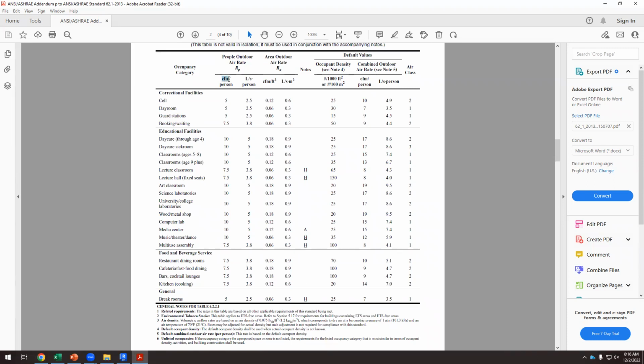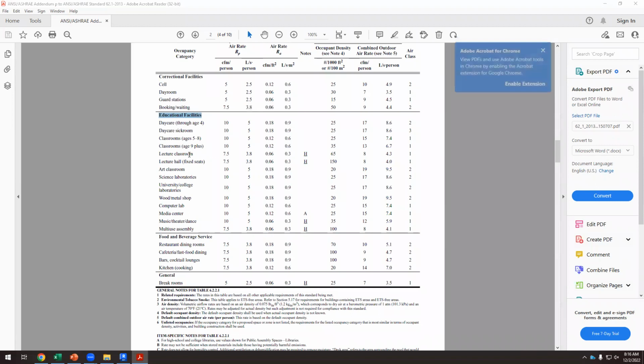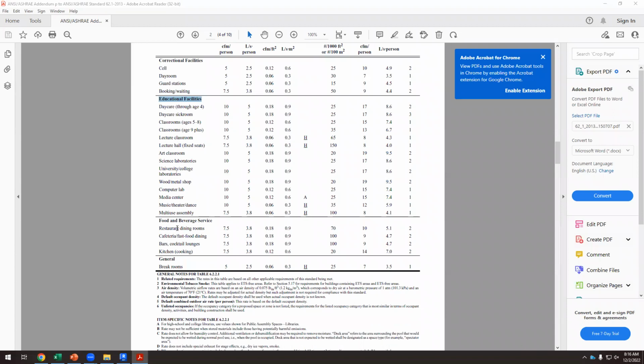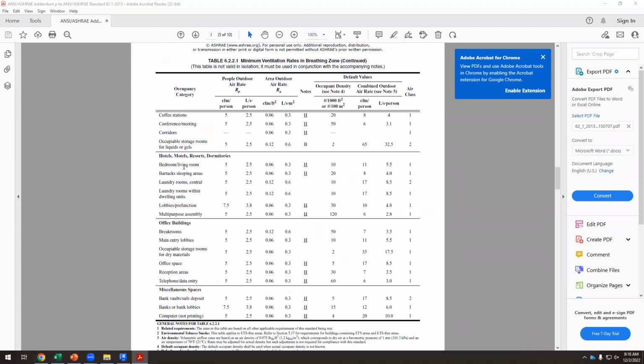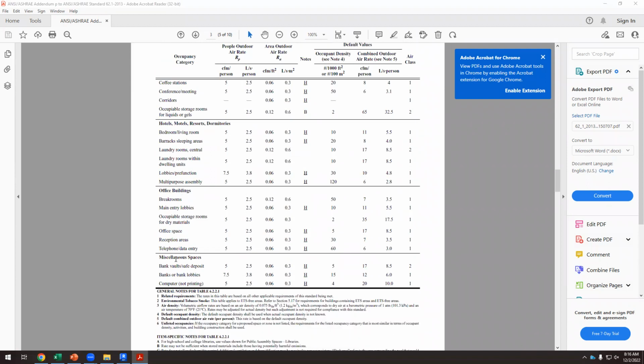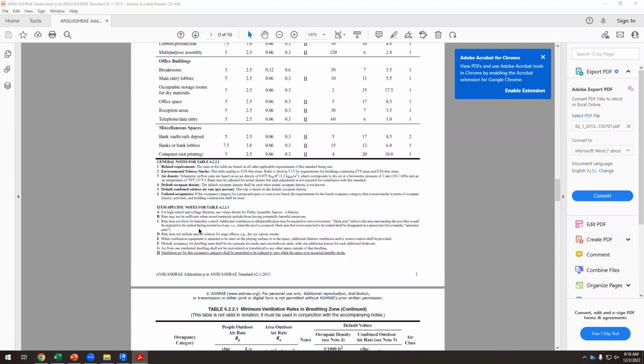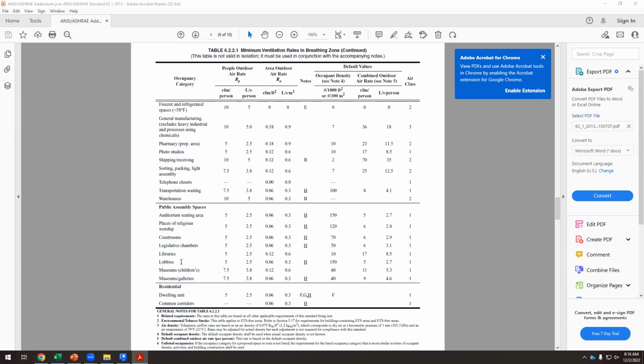use 20 because it's an easy number to remember, but well, we have correctional facilities. It is not the case. Educational facilities, okay, that can be the thing. So we have 10. Okay, we can use 10 or we can use 20. Here we have restaurant. Okay, so we have here other office buildings, miscellaneous spaces. We have libraries.